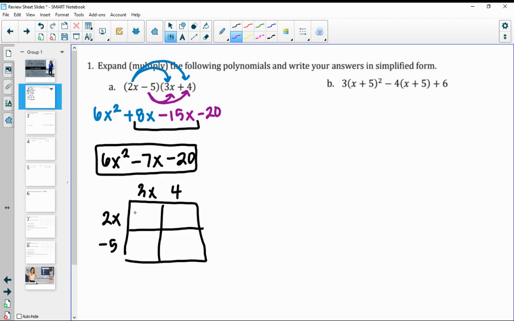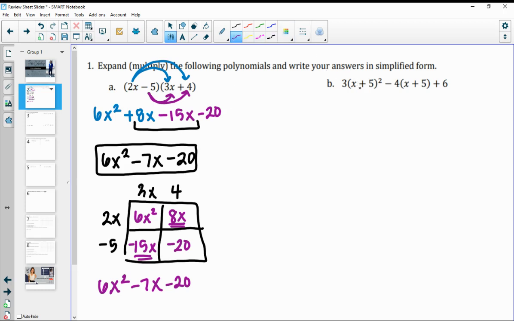So 2x times 3x is 6x squared. 2x times 4 is 8x. Negative 5 times 3x is negative 15x. And negative 5 times 4 is negative 20. So you'll see we get these same 4 terms. Then this one and this one again are like terms. So when we take it out, we'll have 6x squared, negative 15x and 8x is negative 7x, and then that negative 20. So you end up with the same answer, just depends on how you like to organize your information.